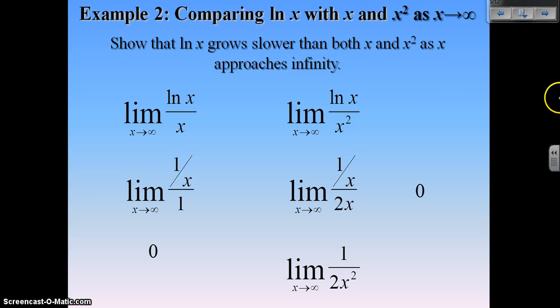Now that makes sense if we think about it, because we know that x grows like that. We know that x squared grows like that, and you see both of them have some steepness. And natural log x actually starts leveling off as you go. So you see its growth is much, much slower.